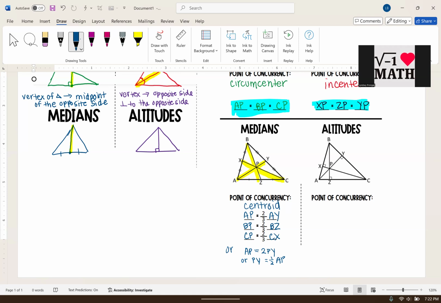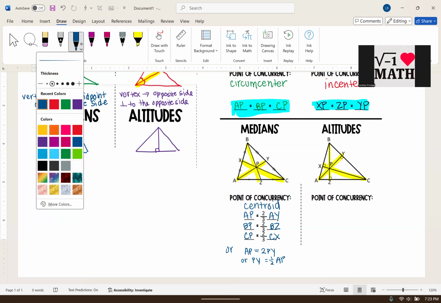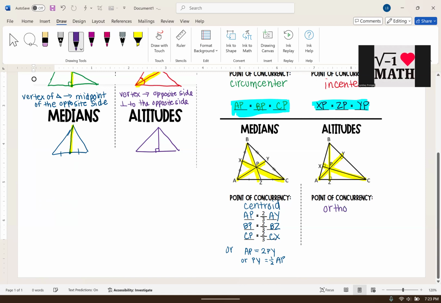And the last one, we have our altitudes. That is going from a vertex to the opposite side in a way that is perpendicular to it. So AY is an altitude, BZ is an altitude, CX is an altitude. The point of concurrency on this one is the orthocenter. And nothing really cool happens here. It's just the orthocenter. There's no relationships that get formed. So that's all we are going to write for that one.